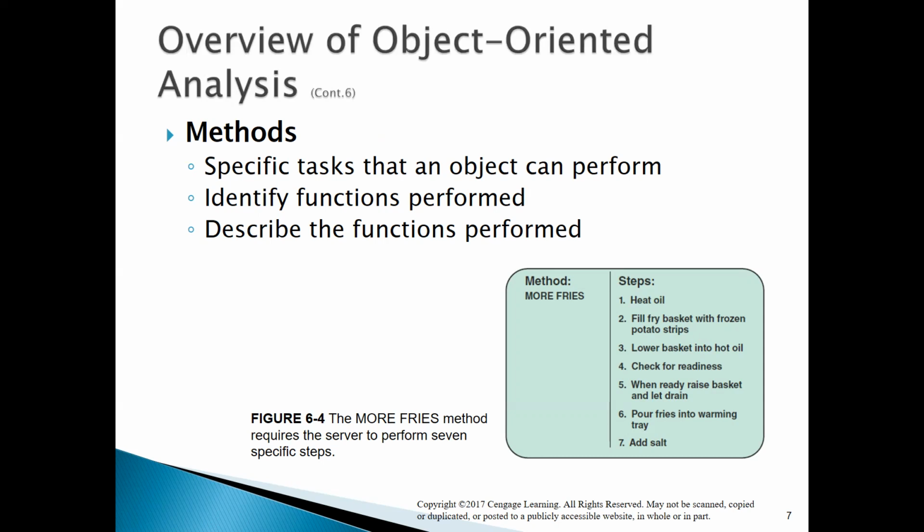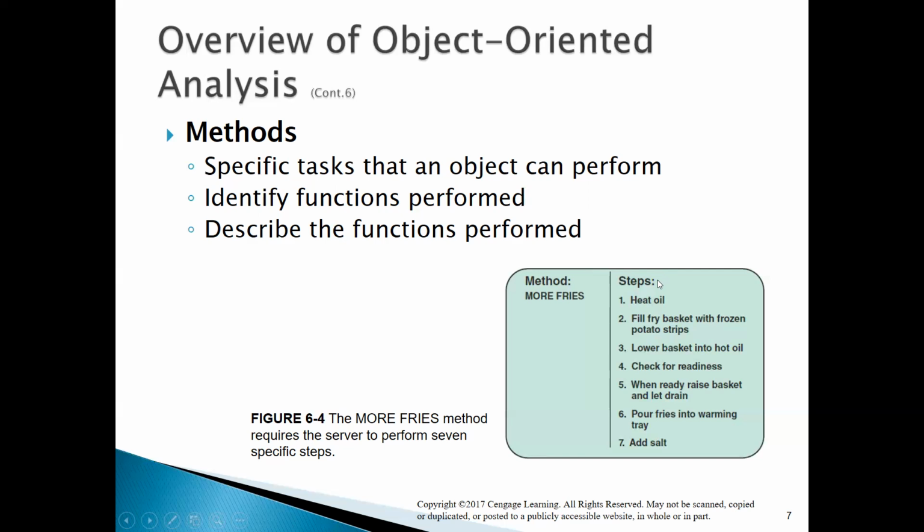So if you look at a method in the form of a diagram on slide number 7, the bottom left corner, you see a method is more fries. So that is a specific task within an object. Now the object over here would be what? The object can be customer ordered fries. So the method is more fries, and it should describe the function performed.